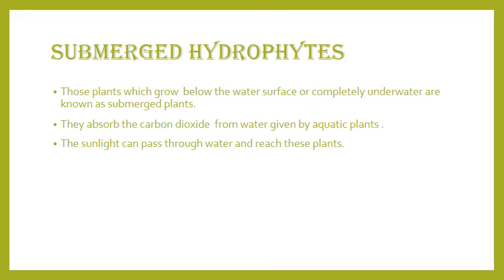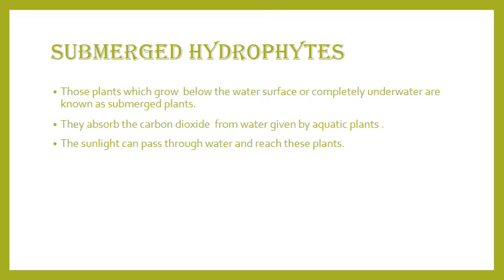Again, what is a submerged plant? The plants which grow on the lower surface of the sea or completely underwater. These are known as underwater or submerged plants. Now, if we talk about some examples, we have sea lettuce, eelgrass, corallina or hydrilla. These are some examples of submerged plants.